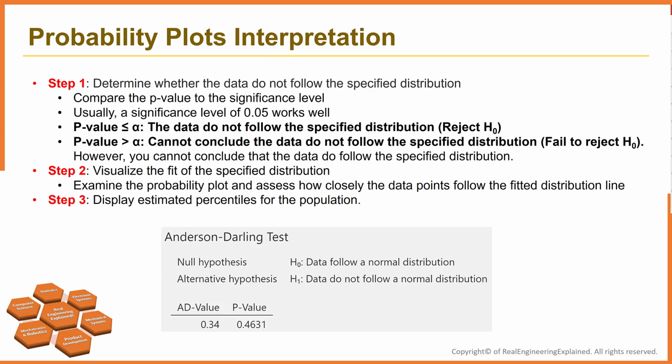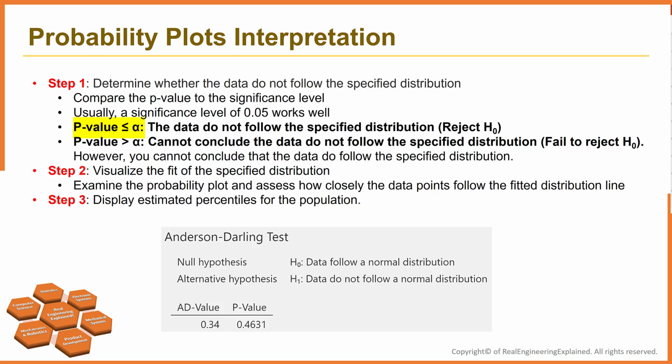To interpret a probability plot in Minitab, we need to take 3 steps. Step 1. Determine whether the data do not follow the specified distribution. We need to compare the p-value to the significance level. Usually, a significance level of 0.05 works well.